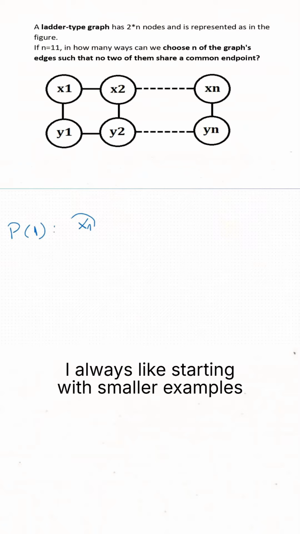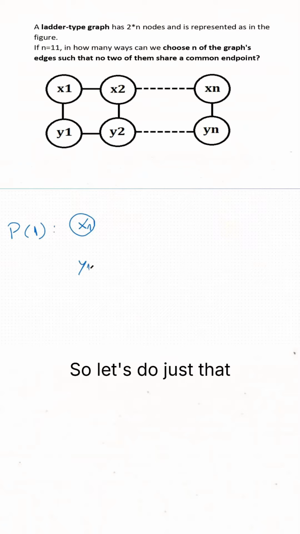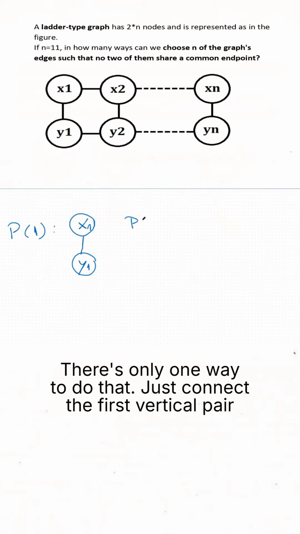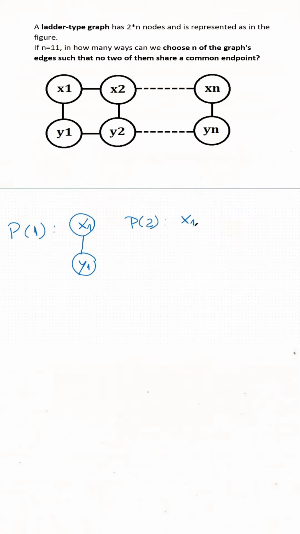Well, I always like starting with smaller examples. So let's do just that. Let's take n equals 1. We need to choose just one edge. There's only one way to do that, just connect the first vertical pair of nodes. Simple enough.